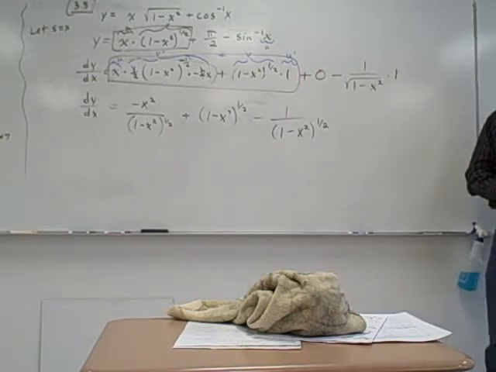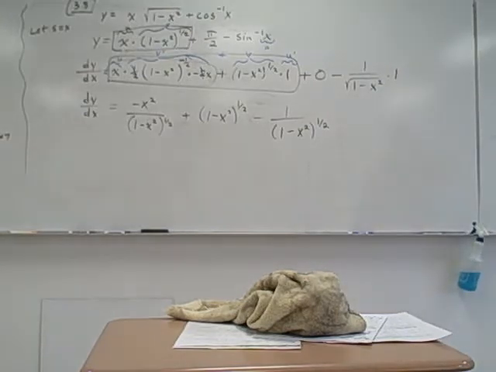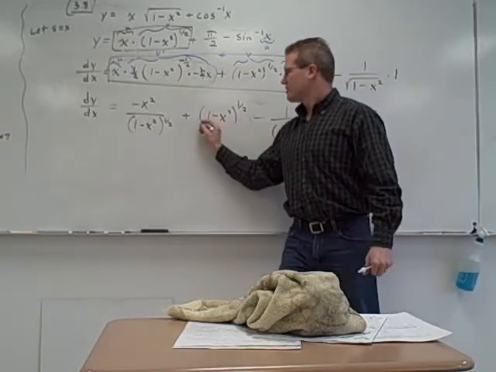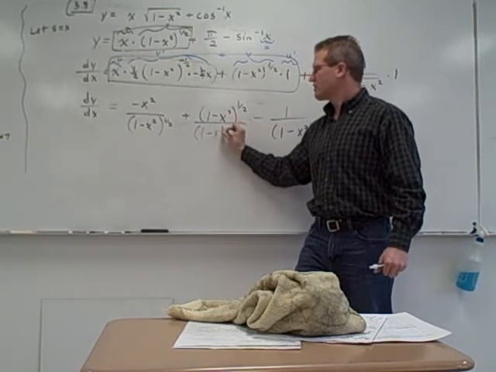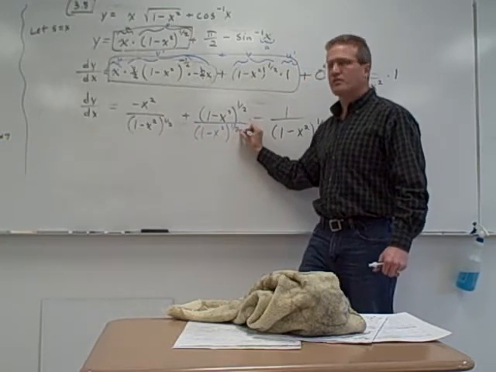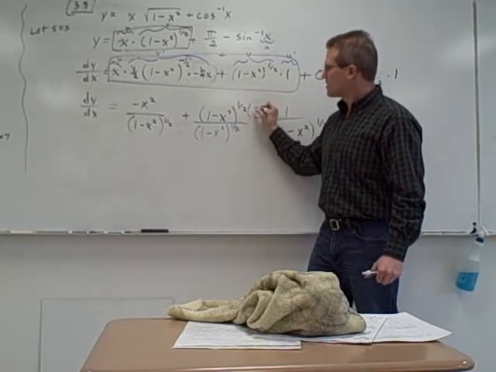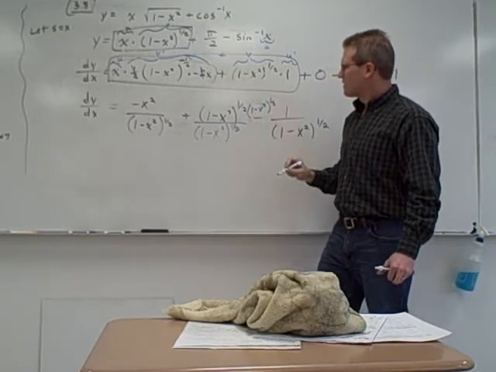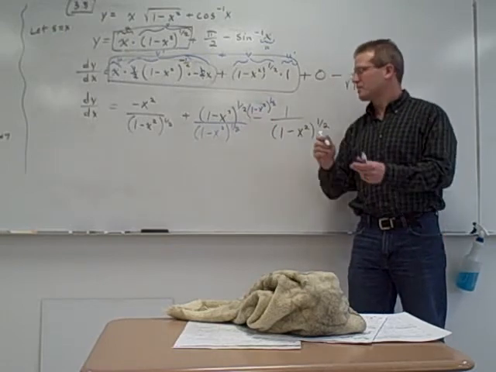Now, I can only add and subtract fractions if I have a common denominator, right? So, I've already got a common denominator here and here, but what I need is to have that same denominator here. I need to have 1 minus x squared to the half here. But if I'm going to multiply by that on the bottom, I need to also multiply by that same thing up here. Right? That's a rule of fractions. Whatever you multiply the bottom by, you have to multiply the top by.